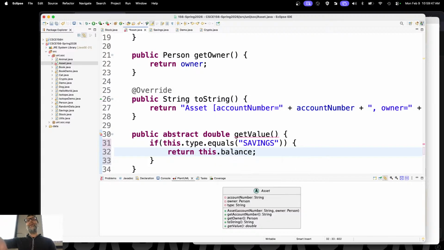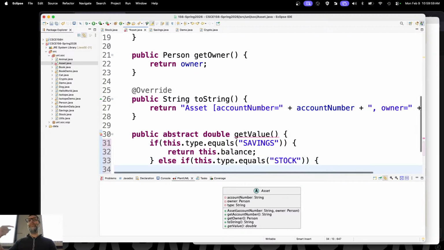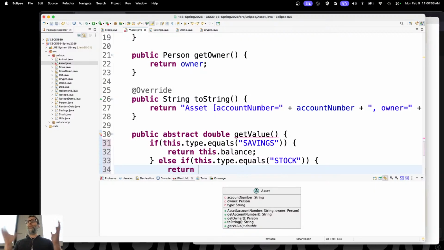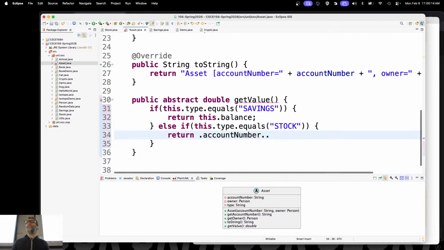I would have to take the balance and promote it up here. Else if this dot type dot equals stock, now I would have to take those two pieces of data, the number of shares and the share price, and put it up here, and I would start having what's called a God class that does everything, sees everything, knows everything. Now, every time I introduce a new class, I touch this class.